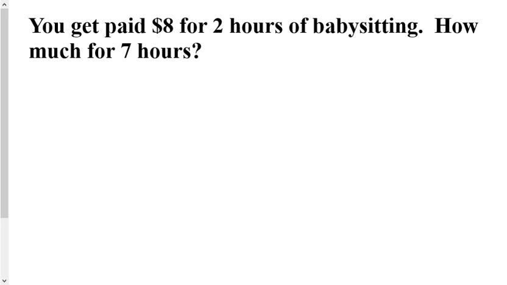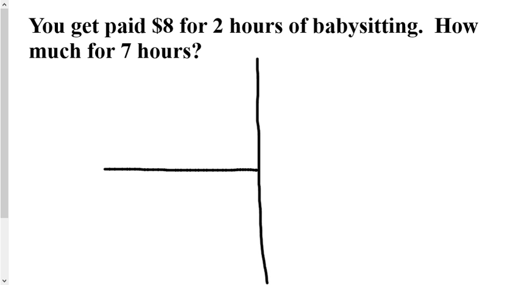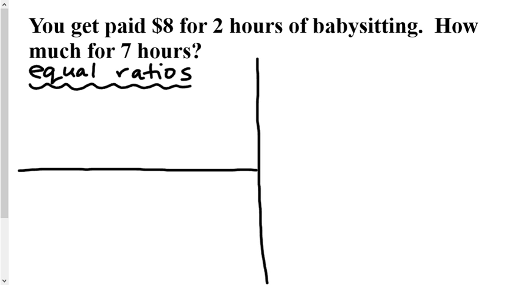So for this problem, you get paid $8 for 2 hours of babysitting. How much for 7 hours? We're going to solve this problem 3 different ways. We're going to use equal ratios because remember, I told you that's my favorite. I think that one works quite well for almost all problems. We're going to also use unit rates. And we're going to use a double number line.